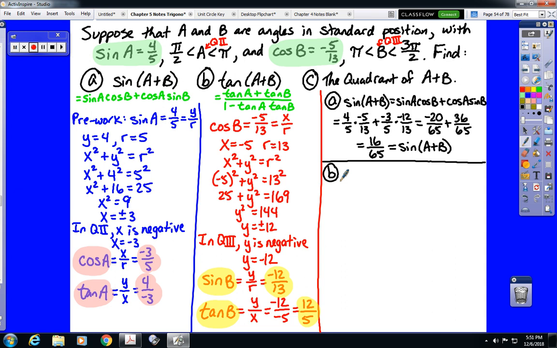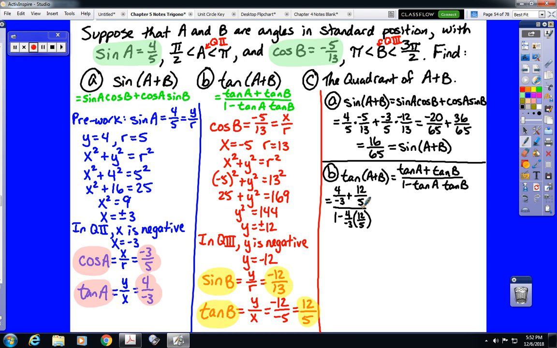In part B, we're asked to find the tangent of A plus B. Now the tangent of A plus B is the tangent of A plus the tangent of B over 1 minus the tangent of A times the tangent of B. So that would be tangent of A, down here, is 4/-3, plus the tangent of B, which is 12/5, over 1 minus the tangent of A, which is 4/-3, times the tangent of B, which is 12/5.